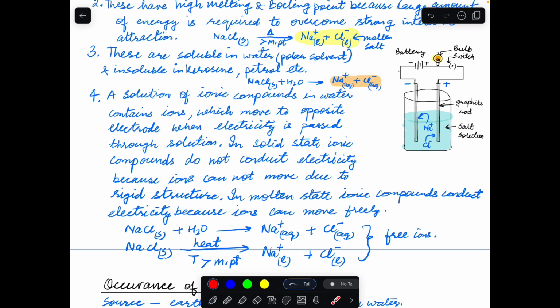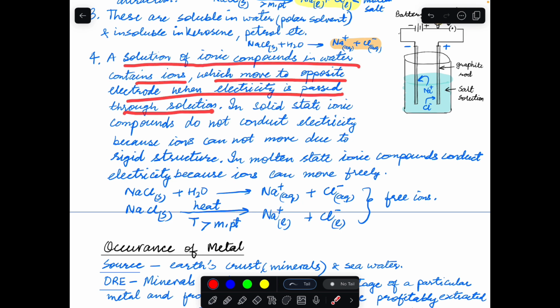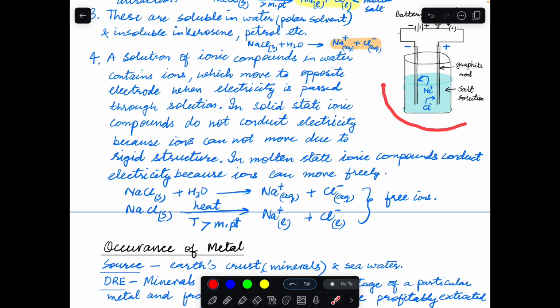Next property: a solution of an ionic compound, the same idea which I have explained here, is given here also. That is, a solution of an ionic compound in water contains ions which move to the opposite electrode when electricity is passed through the solution. So this we have explained here, with the help of this diagram. Here they have taken a solution of salt, that is sodium chloride. Salt will have what? Na plus ion and Cl minus ion. So these ions will move to the opposite electrode: positive ion to the negative electrode and negative ion to the positive electrode, because opposite charges attract each other.